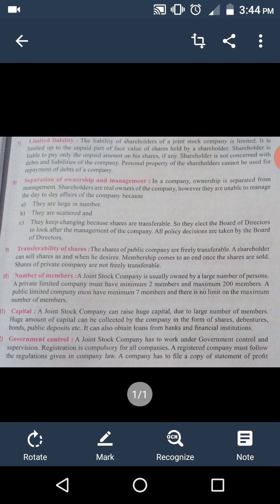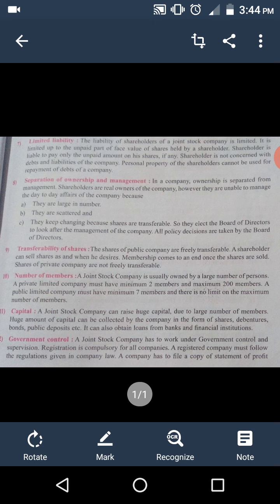Next, number of members. A private company must have minimum 2 members, maximum 200 members, and a public company must have minimum 7 members. There is no limit for maximum number of members. That is number of members.